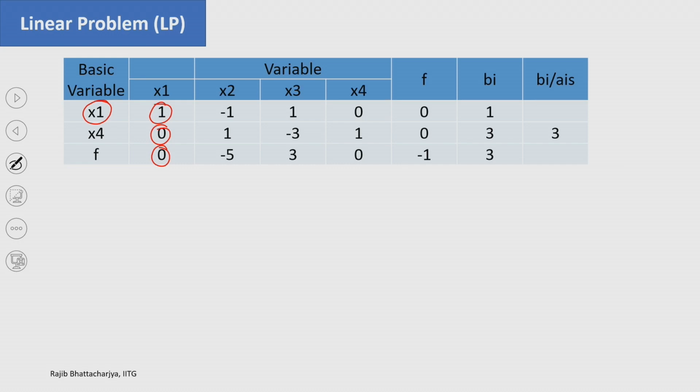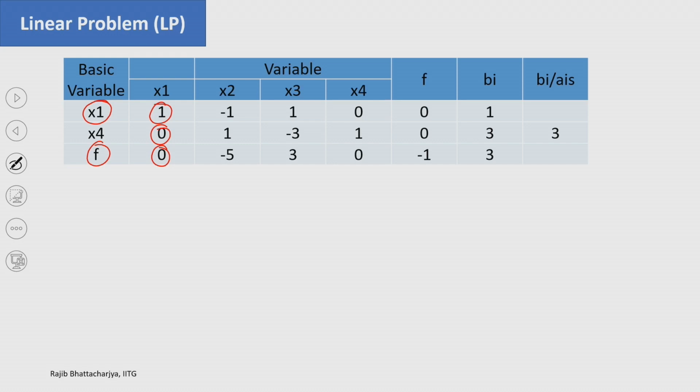So, now what is the solution here? The solution here is that x 1 equal to 1. So, after this iteration the solution is x 1 equal to 1, x 4 equal to 3 and x 2 and x 3 are 0. x 2 and x 3 are non-basic variables. So, therefore, the value of x 2 and x 3 are 0, x 1 equal to 1, x 4 equal to 3, and what is the value of f? f is equal to minus 3. Okay. So, objective function value is now minus 3.